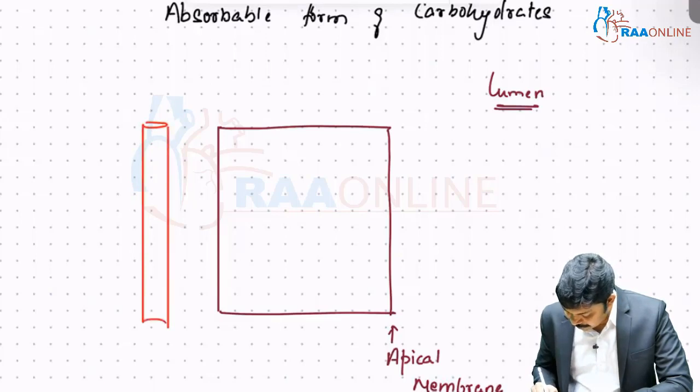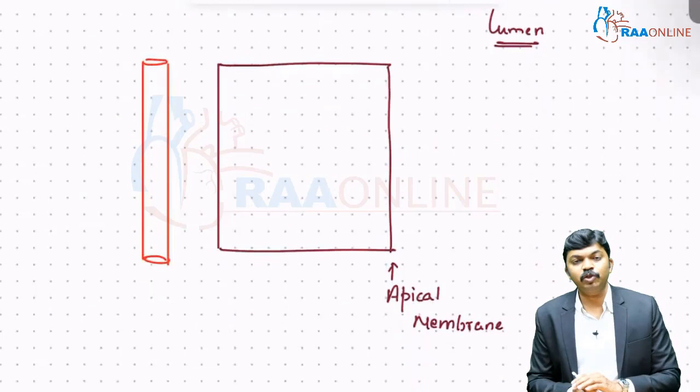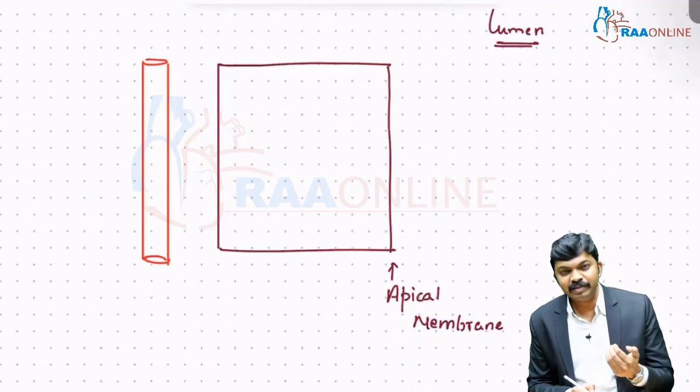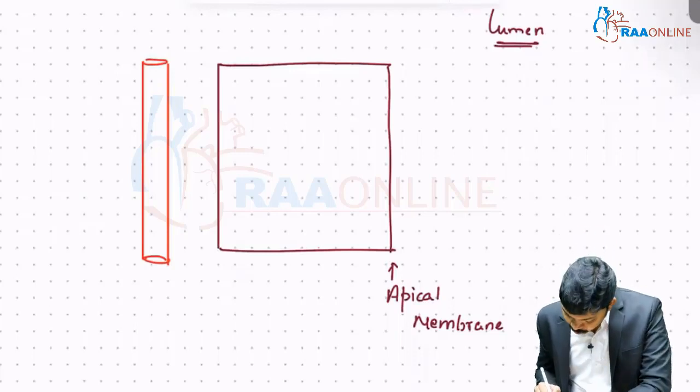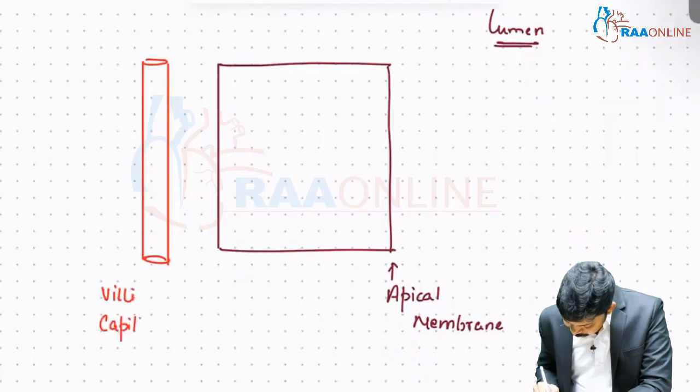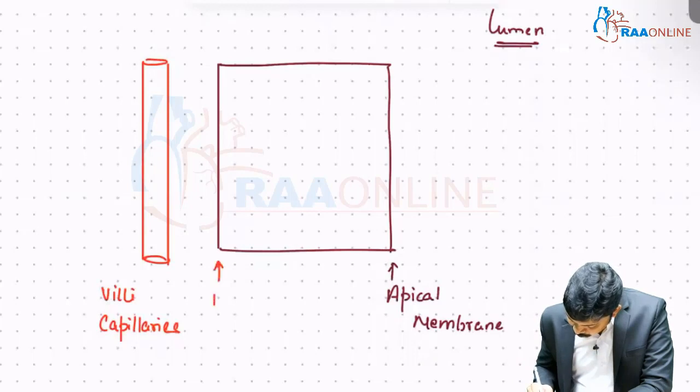Villi capillaries, we studied this in the very first topic of GIT. It's nothing but the basic structure and function of GIT we knew. Inside a villus there are going to be capillaries, alright. So on the basal side we are going to find villi capillaries, and that side of the cell membrane is going to be called the basal membrane.